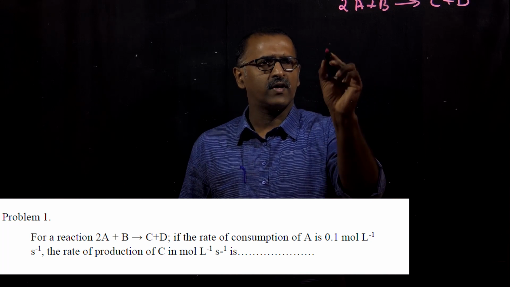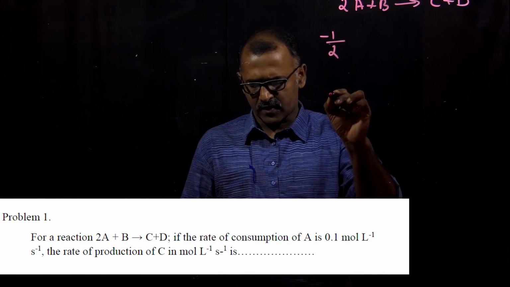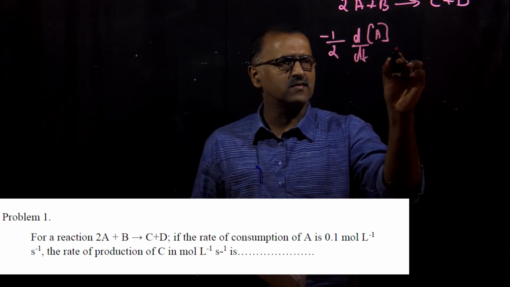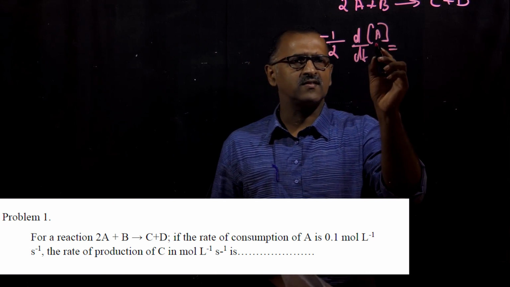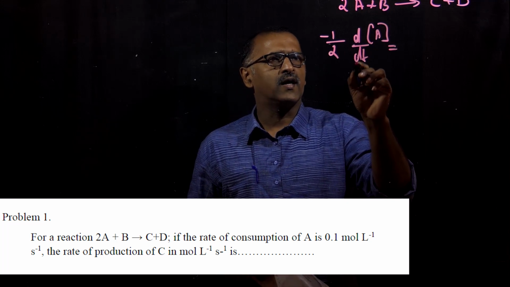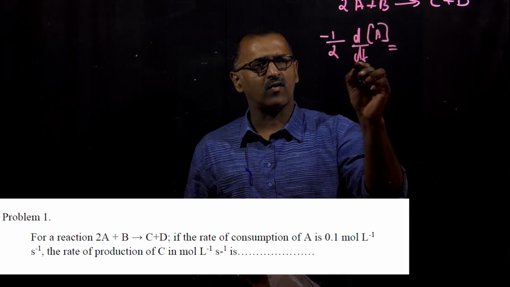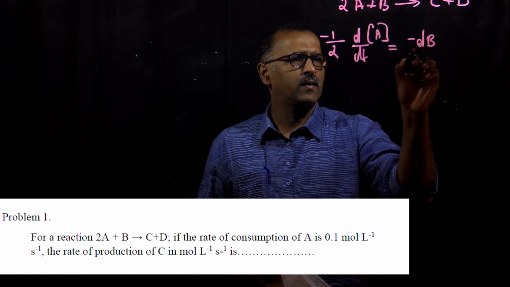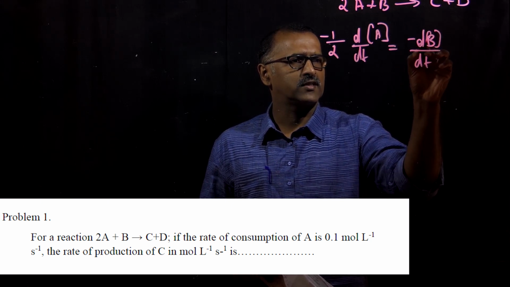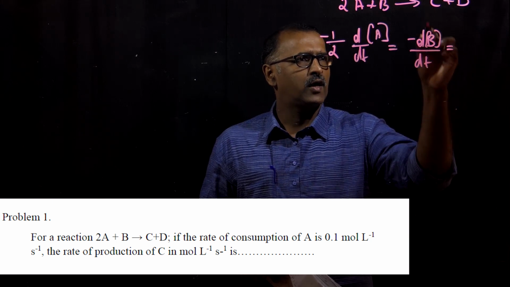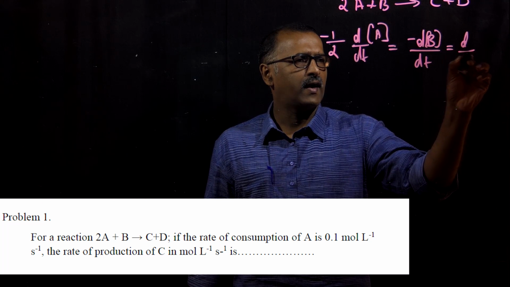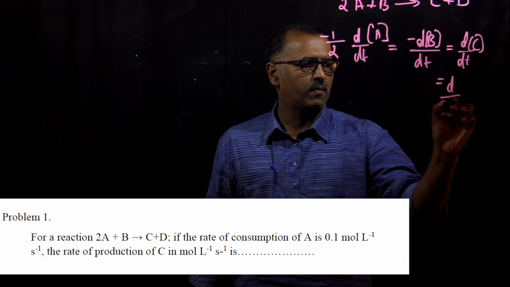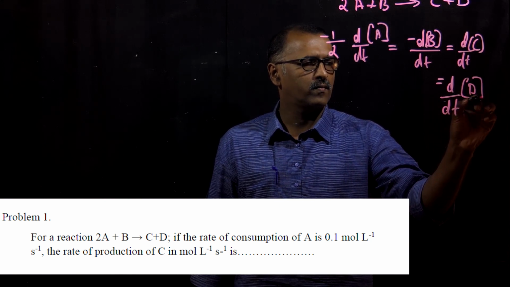Writing in the differential form, we can write minus 1 by 2 d by dt of concentration of A, since this is the reactant, we are giving a negative sign here, and since two moles of A are reacting in the differential form, you have to put the 1 by 2, which will be equal to minus of d by dt of concentration B, which should be equal to, now since it is on the product side, d by dt of C, and again this will be equal to d by dt of D.